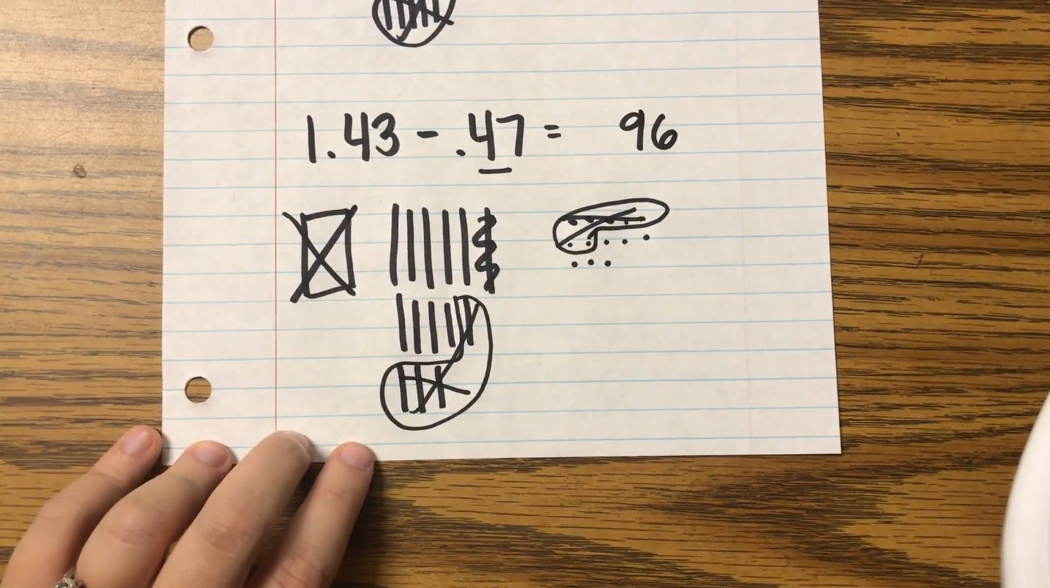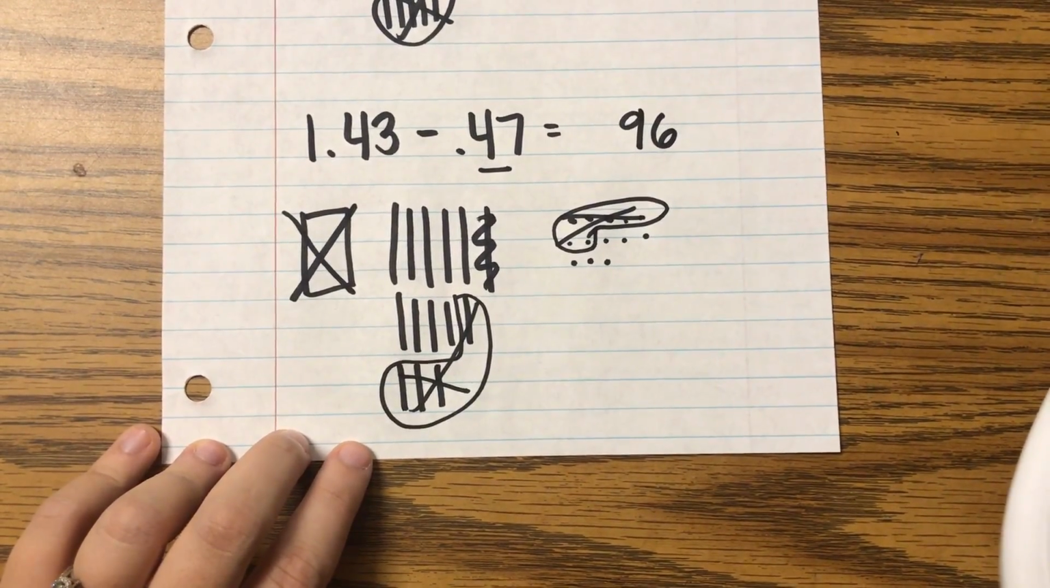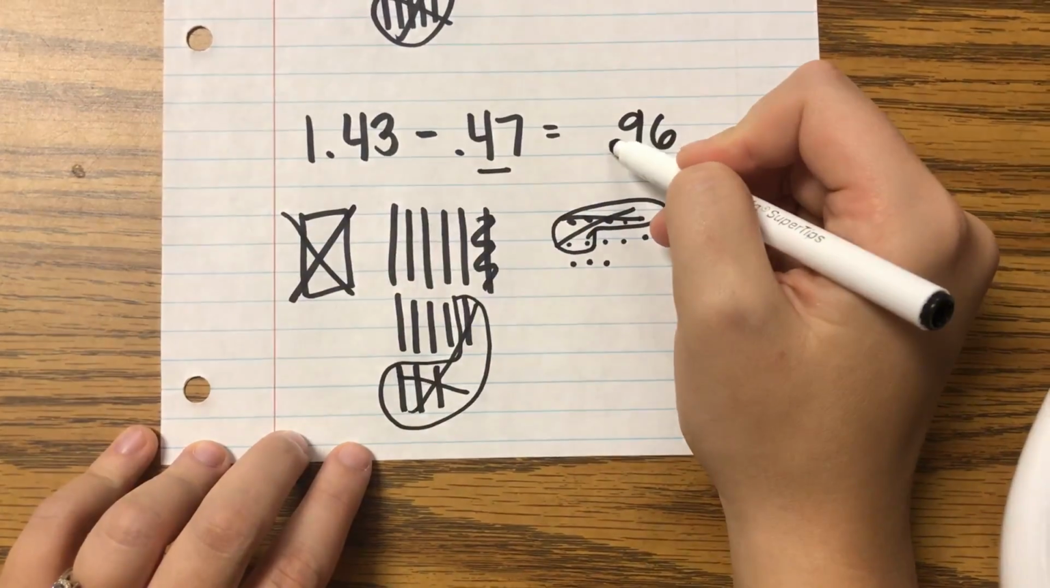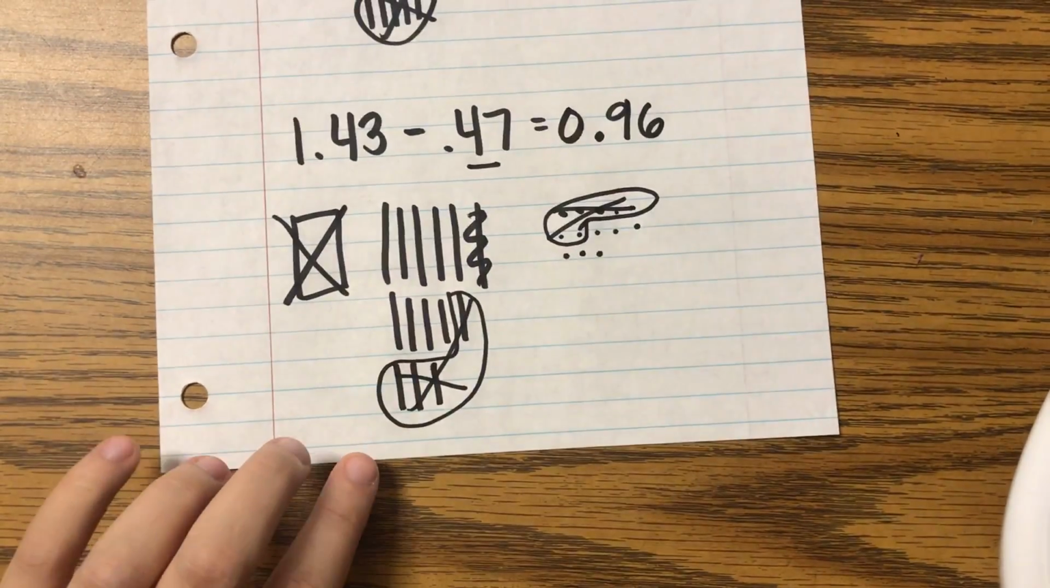Now do I have any wholes that I need to take away? No. Which is good because I don't have any wholes left. So what's my answer? 96 hundredths.